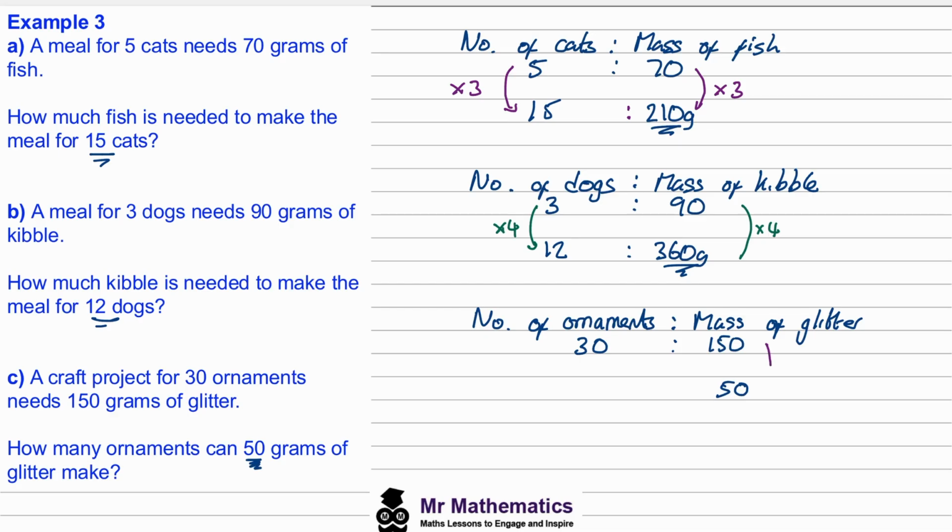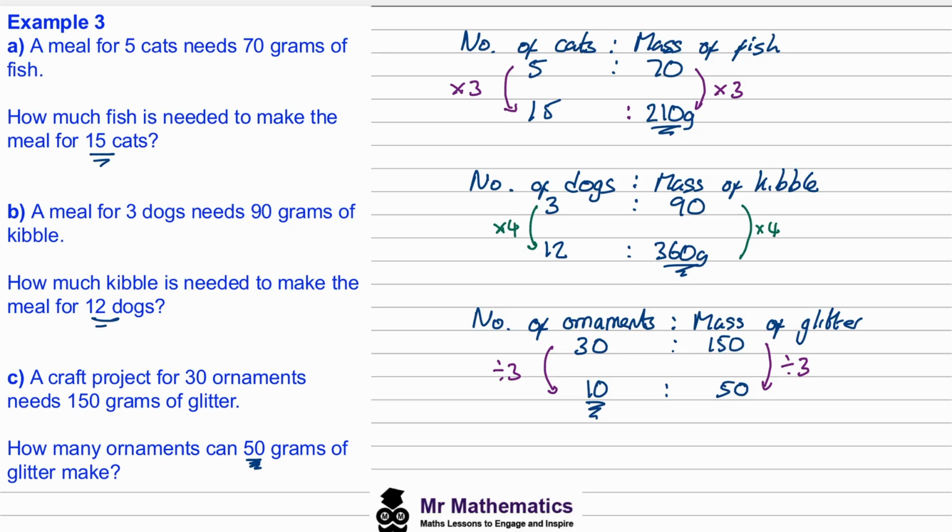We'll scale this, and this time dividing it by 3. We'll do the same to both sides. And then we'll have 30 divided by 3, which will give us 10 ornaments. How did you get on with that?